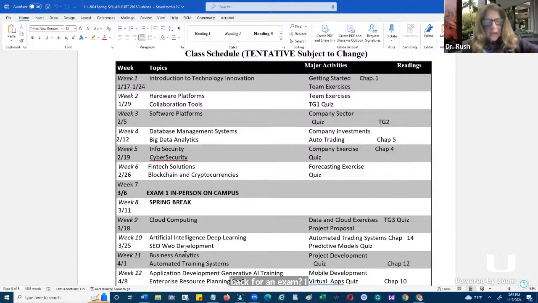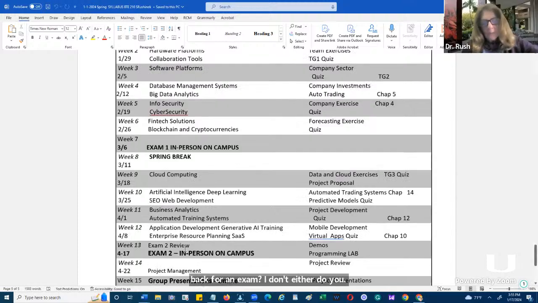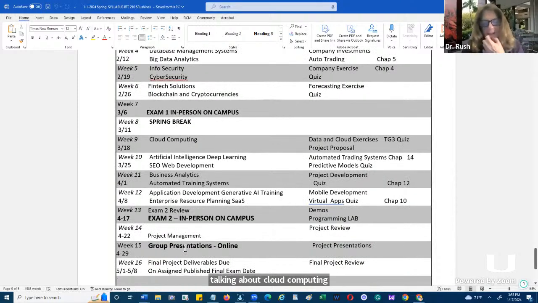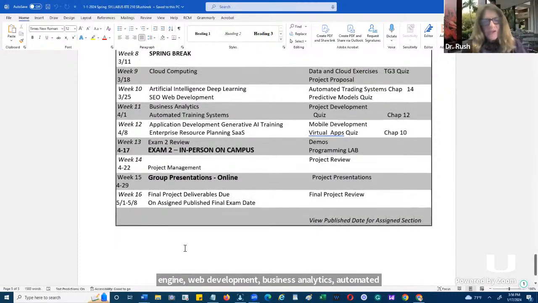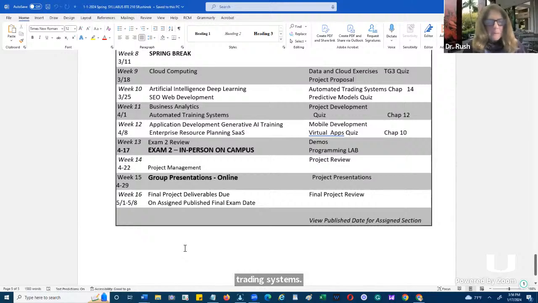So then there's spring break. I can't believe it. We'll be talking about cloud computing. We'll be looking at artificial intelligence, deep learning. We'll be doing some more automated trading systems, some predictive modeling. We'll look at web development, search engines, business analytics, automated trading systems, applications, generative AI.